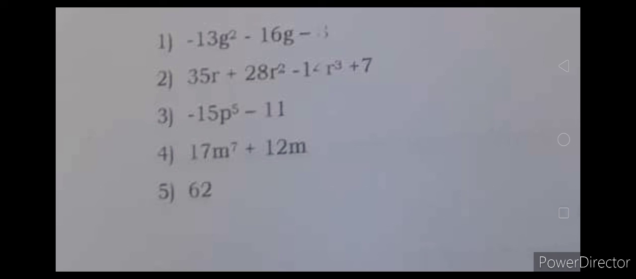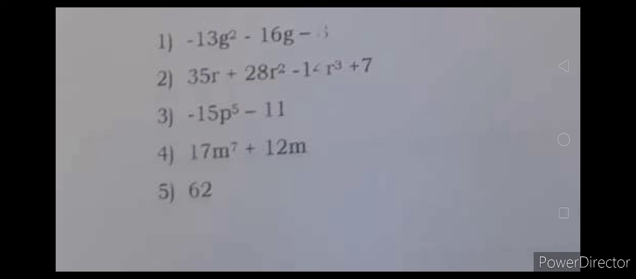Number 3, negative 15p raised to 5 minus 11. So, negative 15p raised to 5 is the first term. The second term is negative 11. So, dalawa ka term. The degree is 5. Okay, negative 15p raised to 5 minus 11. That is a binomial, dalawang term, in degree 5. So, binomial in degree 5, that is number 3.